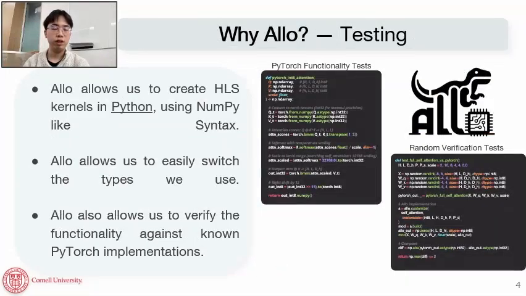In this project, we use Allo, which is the accelerator design language developed here in the Cornell Zhang Research Group. Allo allows us to write our HLS kernels in Python using a NumPy-like syntax. This is in contrast to the C++ language used by HLS tools like Vitis. Allo allows us to easily switch the data types we are using, giving us massive flexibility. In addition, we can target different devices, ranging from AMD FPGAs to AI accelerator cores found in AMD CPUs. Allo also allows us to verify functionality against known PyTorch implementations, which makes testing much easier.